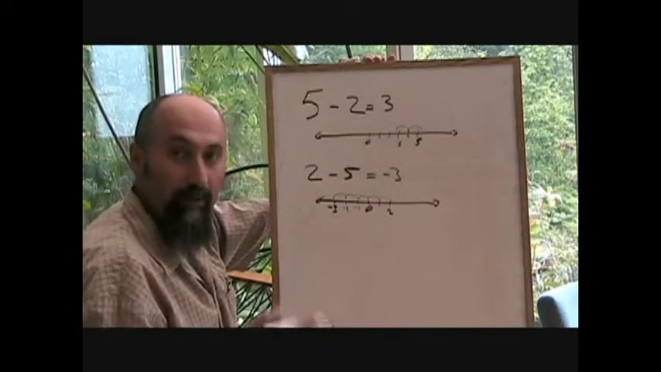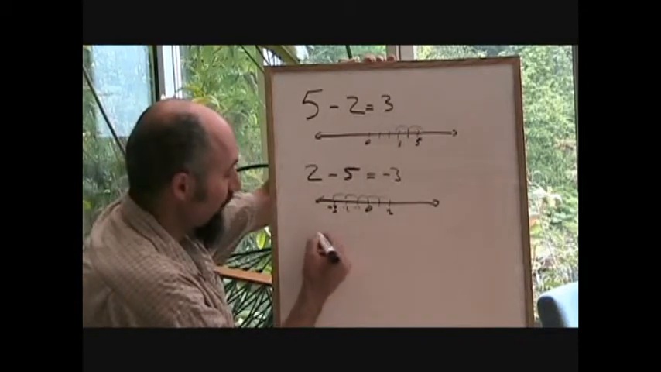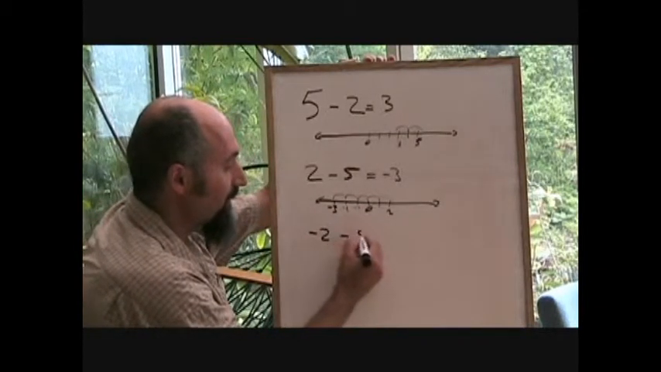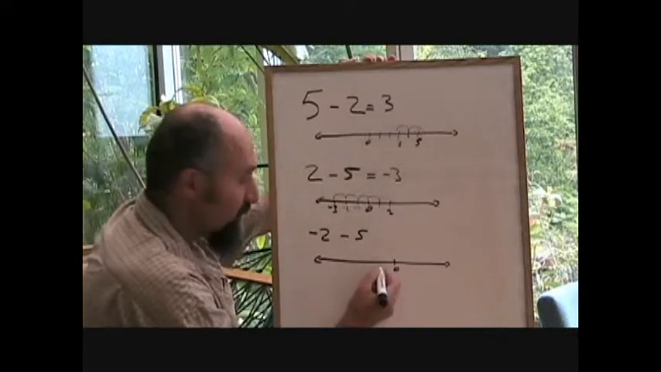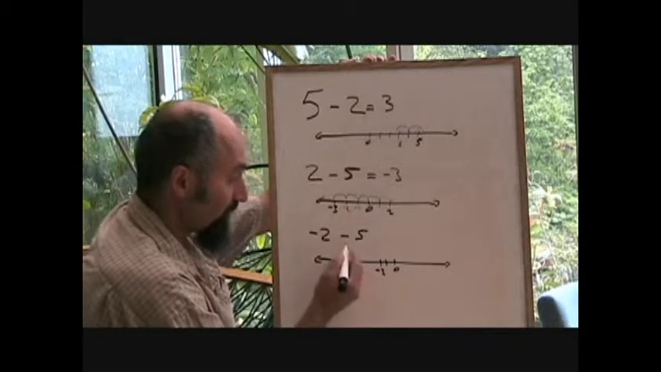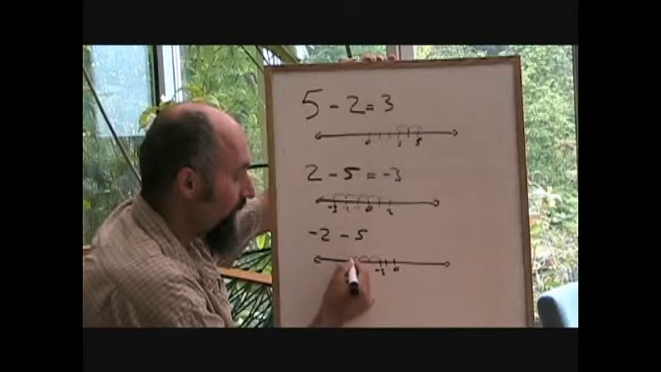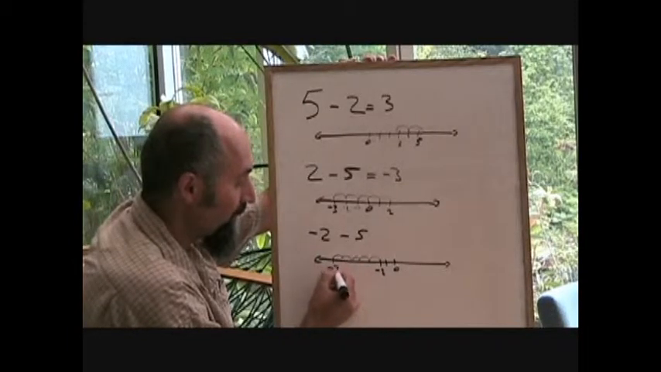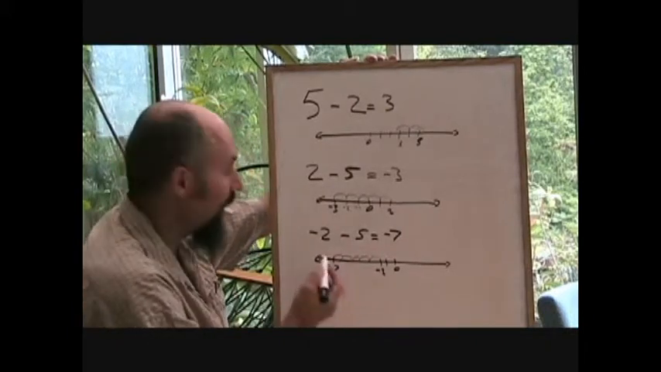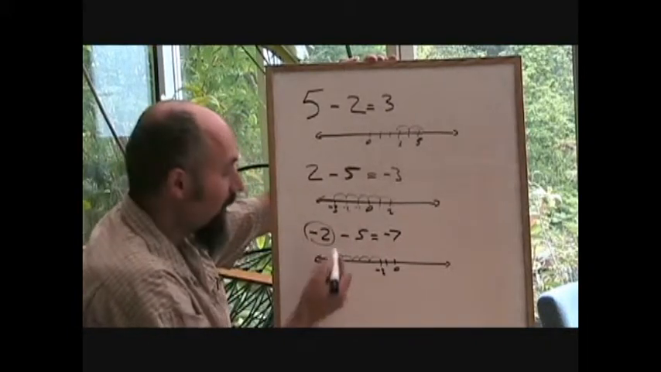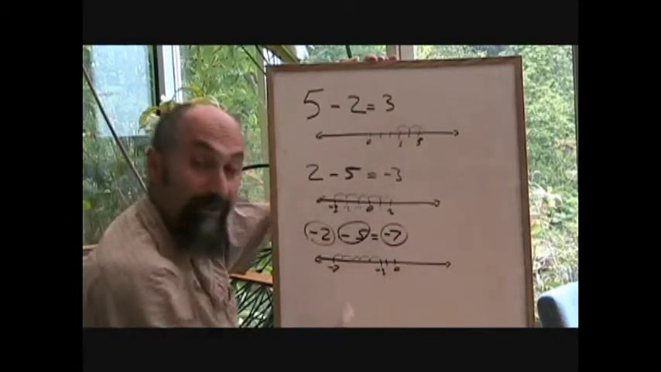Okay? Now what happens if you add two negative numbers? Take a look at this. What if this was negative 2 minus 5? You're going to put your 0 there. You're going to start at negative 2, and again, you're moving backwards 5 steps. So you're going to go 1, 2, 3, 4, 5. So right now, you're at negative 7. You can think about it this way: if you owe me $2, and then you owe me another $5, you're going to owe me $7. So you're at negative 7.